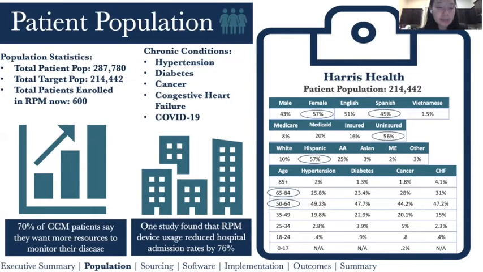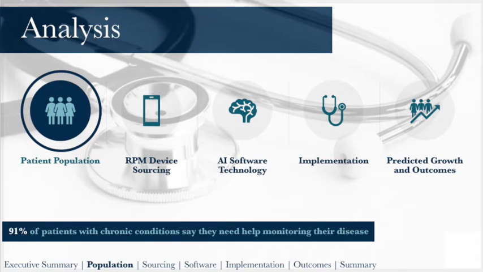Research shows that 70% of patients with chronic conditions say they want more resources to monitor their disease, and RPM device usage reduces hospital admission rate by 76%. With this information in mind, we need to customize the RPM program to better serve this specific patient population.